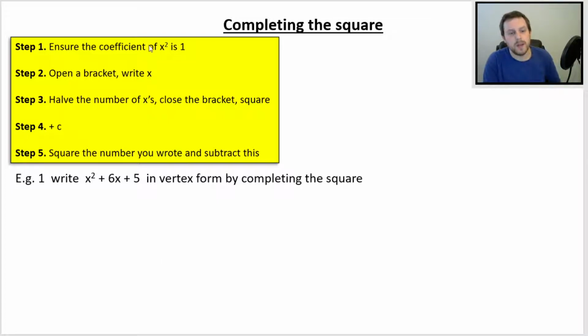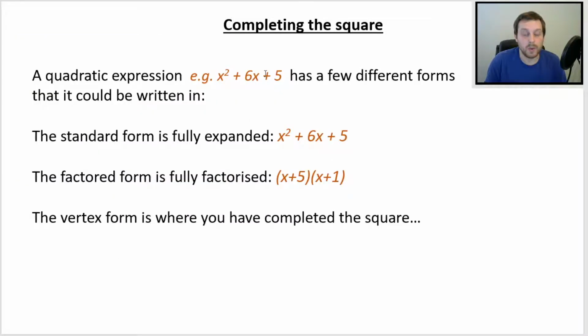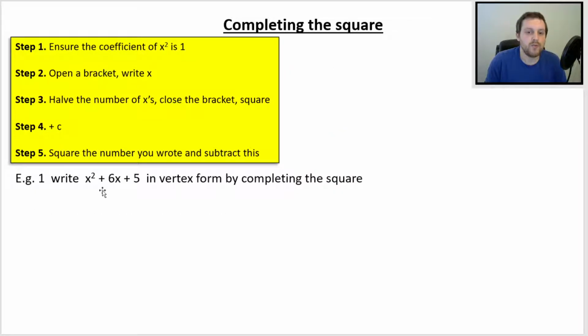Okay, so example 1, write x squared plus 6x plus 5, which is what we were just looking at here. So this is the easier one. Write it in vertex form by completing the square. Okay, and we're just going to go through these steps and tick them off as we do them. And obviously I have kind of shortened them down a bit, so you'll need to listen and watch what I do to fully understand what the steps are.